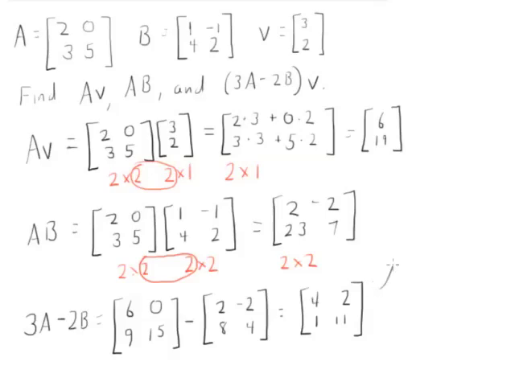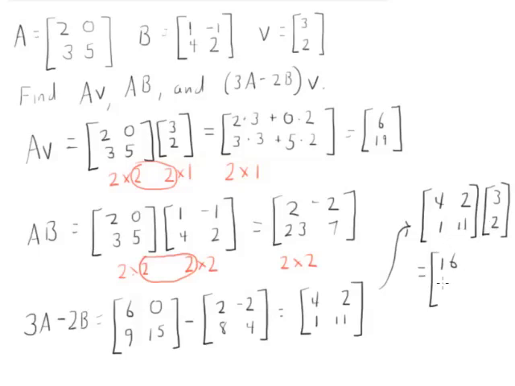All right, so if I want to do the multiplication now, what I want is 4, 2, 1, 11 times my vector, 3, 2. Again, we're going to get dot products here. 4 times 3 plus 2 times 2, that's 16. 1 times 3 plus 11 times 2, that's 25. So that is what we get with 3A minus 2B times V.